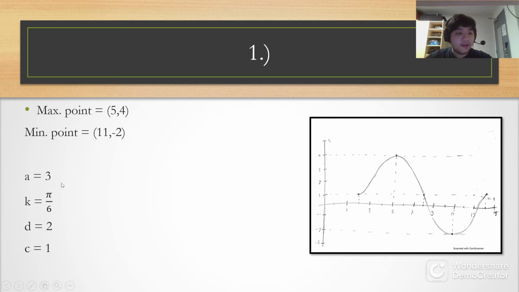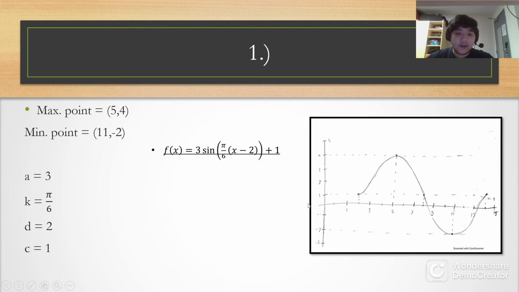So, we've collected all the values of A, K, D, and C, and now we can simply put them into a sinusoidal function. From the graph, you can see that this is a sine function. So, the easiest way is to follow, like so. That means the function of x shall be 3 sin pi over 6 times x minus 2, plus 1. To follow this, A is in front of the sin, the K is multiplied by x, and the D is inside the bracket, and the vertical shift shall be outside of the bracket.